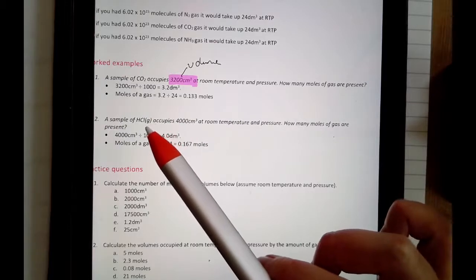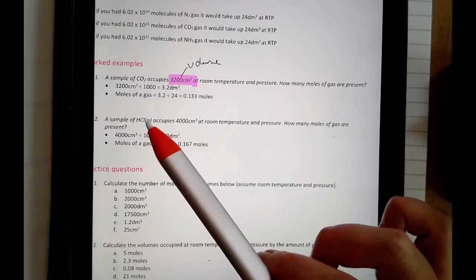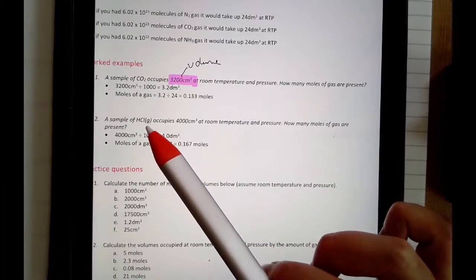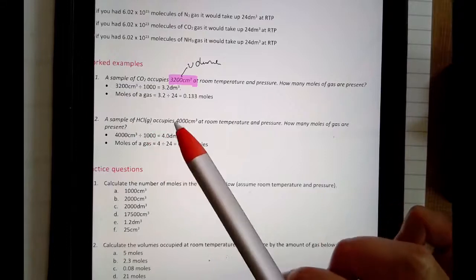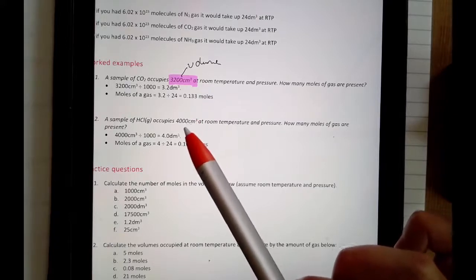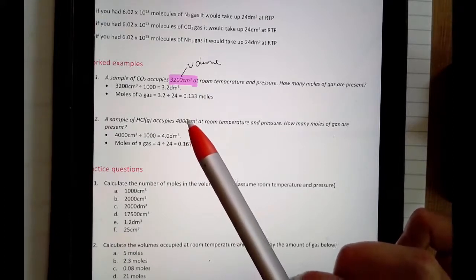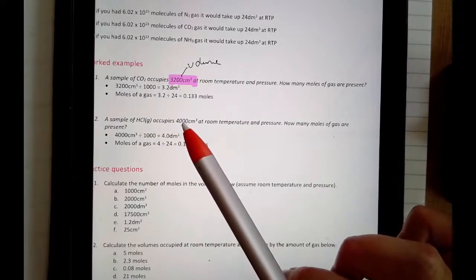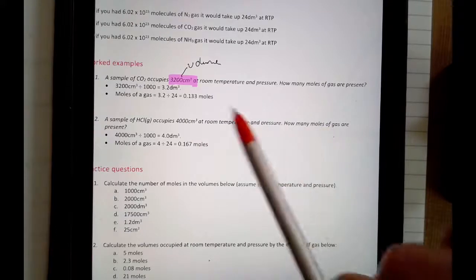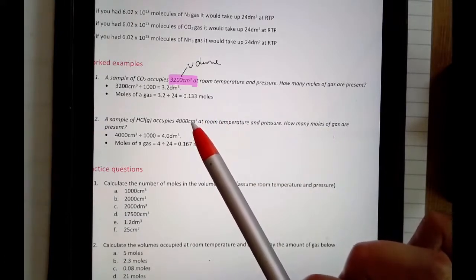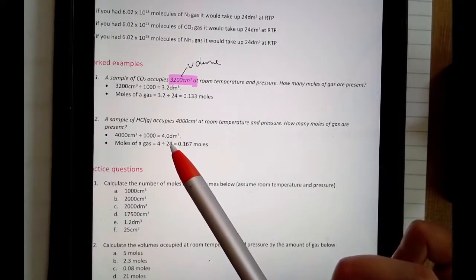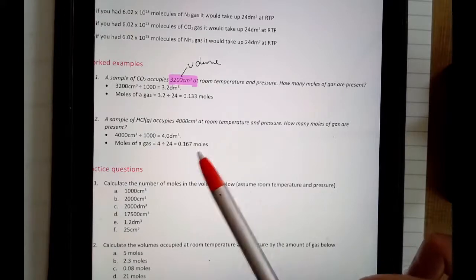Another gas here, hydrogen chloride. Remember, I'm only calling this an acid if it's aq. Here it's g, so it is a gas, and I'll be calling it hydrogen chloride, not hydrochloric acid. And it occupies 4,000 centimeters cubed, or 4 decimeters cubed. So again, not occupying as much space, so I know I don't have a full mole. I must have less than a mole because it's occupying a lot less space. So I need to figure out how many moles I actually have. First thing I want to do is get this into decimeters cubed, so I divide by 1,000, and then I divide by that number 24 to find the number of moles.